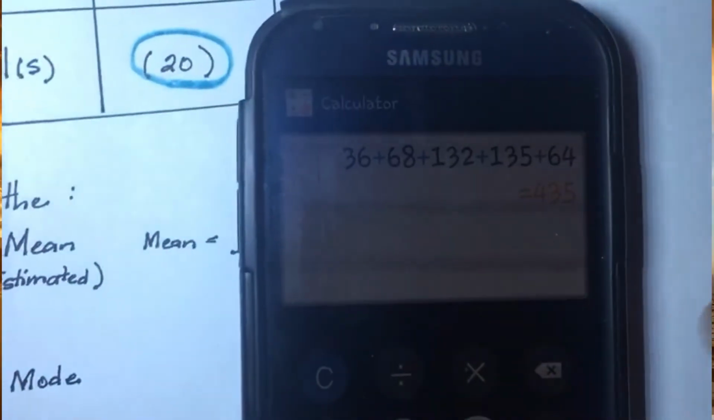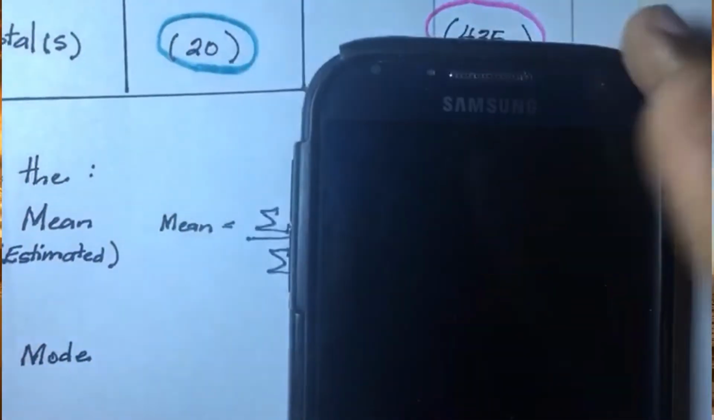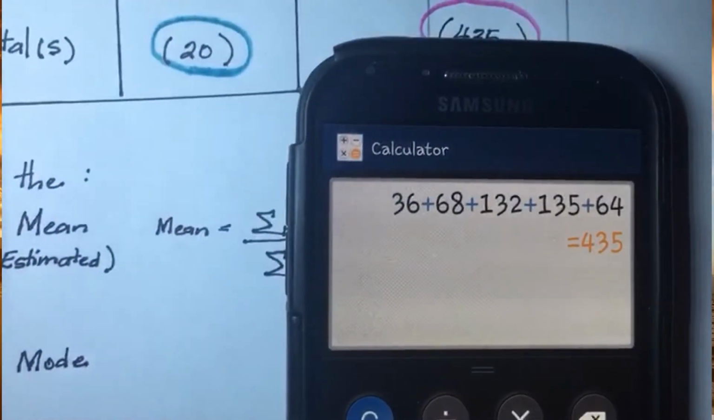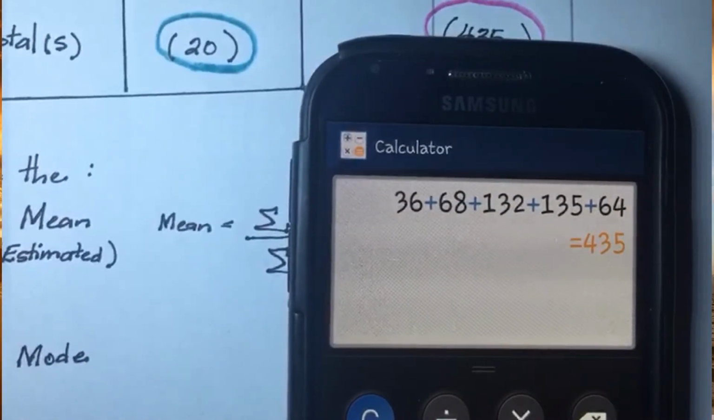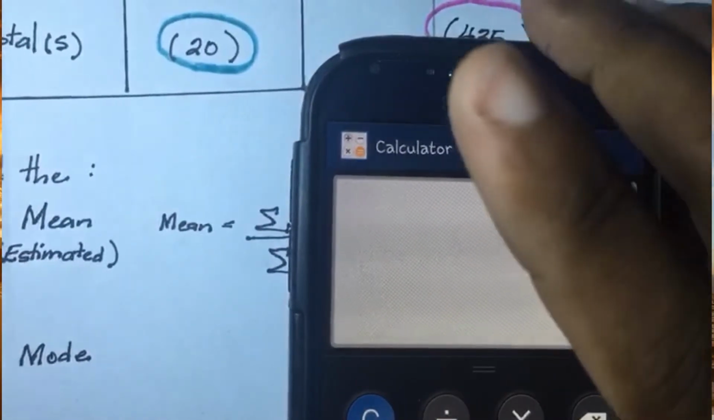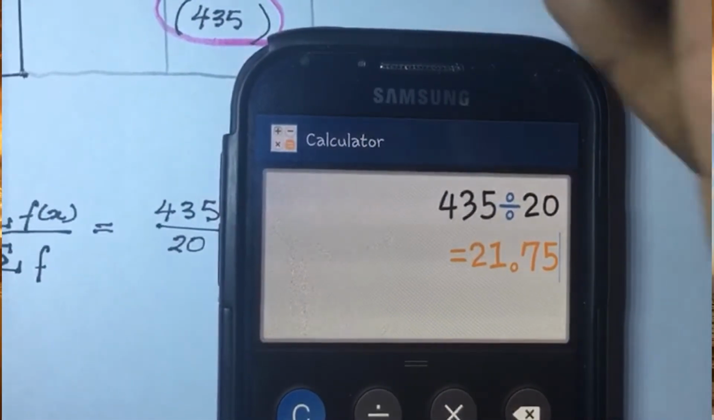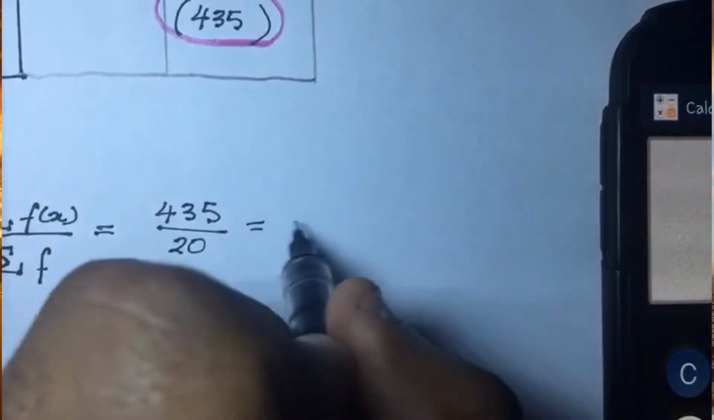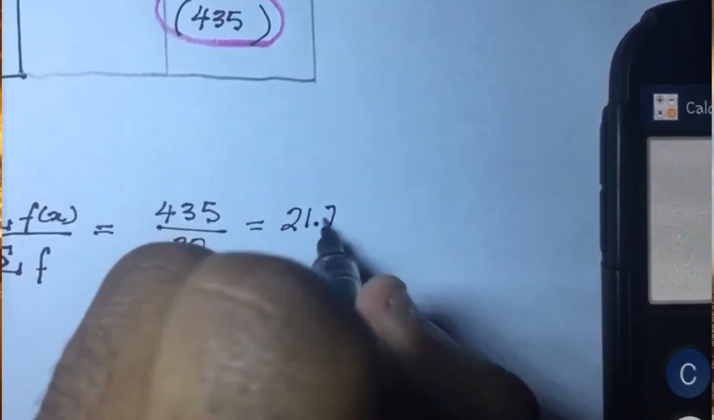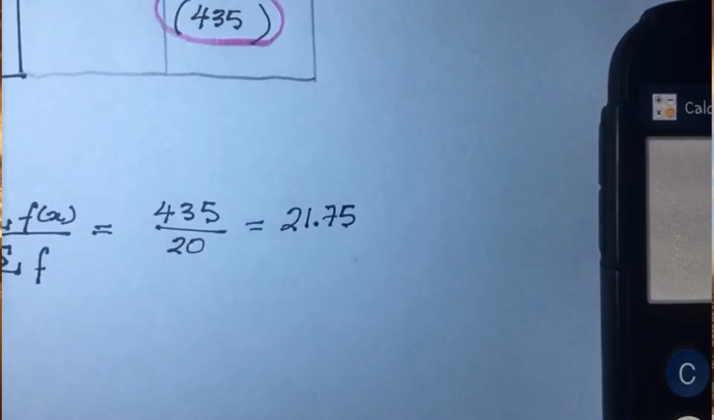So here's my calculator. Don't know if you can see it. There we go. So 435, and I'm going to divide it now by 20. 435 divided by 20 will give me 21.75. So my estimated mean is 21.75.